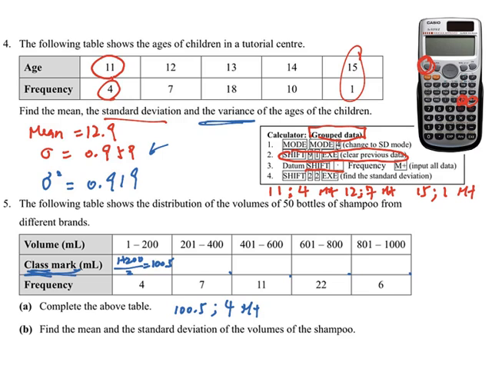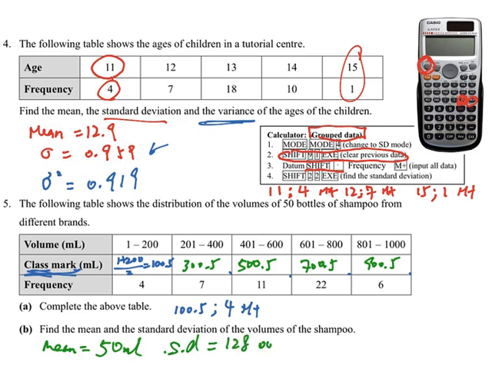Okay, let's check it. So the second one is 300.5, 500.5, 700.5, 900.5. Then the mean is equal to 50 ml. For SD, it is equal to 128, 3 significant figures, ml.